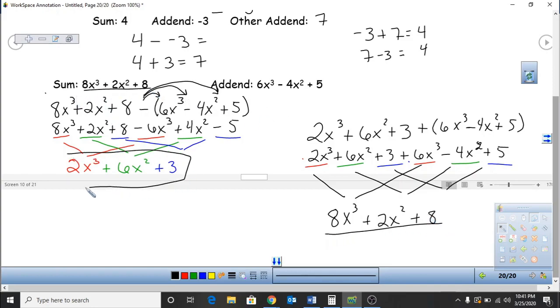And notice how this was equal to the sum. So this must have been the other addend. This must have been the other addend that was added to this addend.